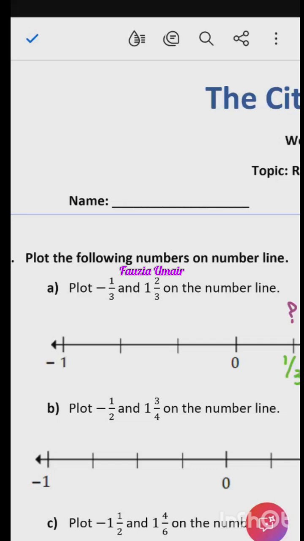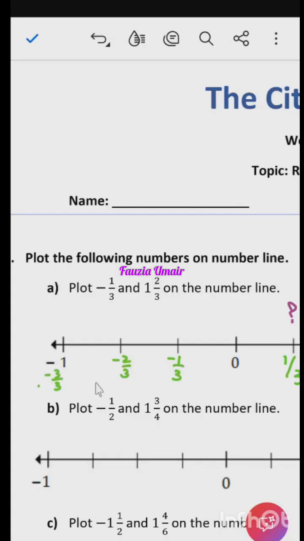-1/3. Yes, beta. -1/3. Who said that? Ma'am, just -1/3. Jasim. -1/3. And then this would be -2/3. And this is definitely -3/3, which is equal to -1.